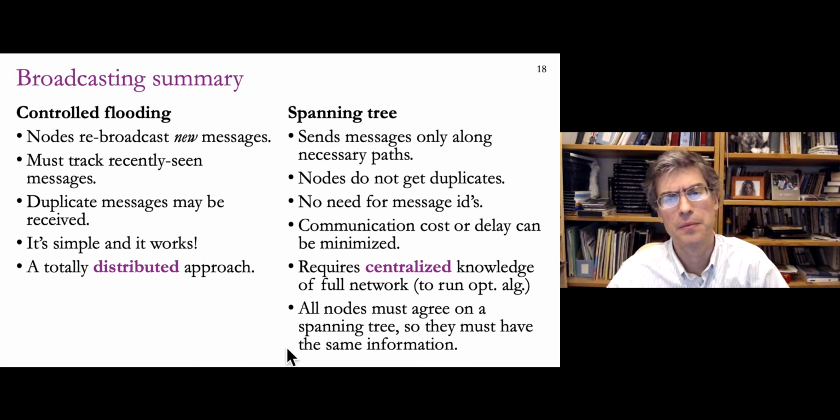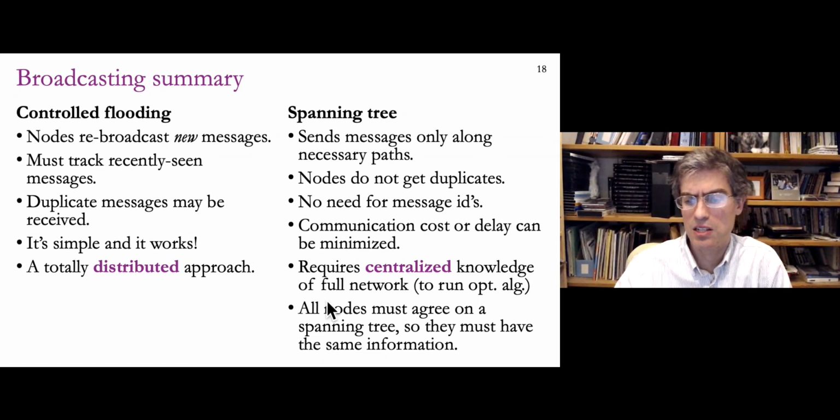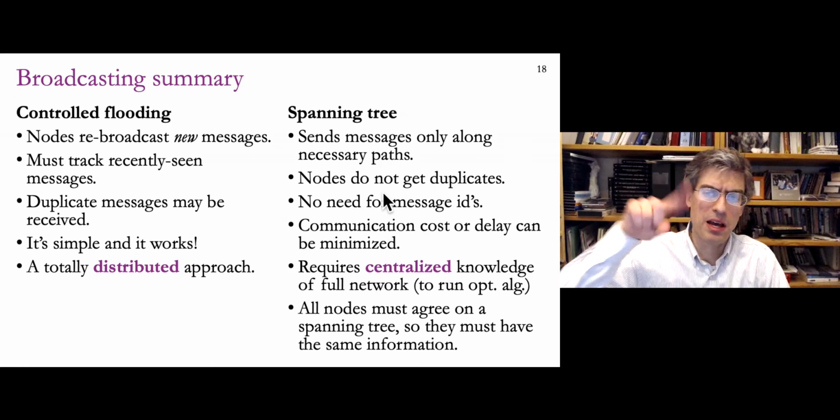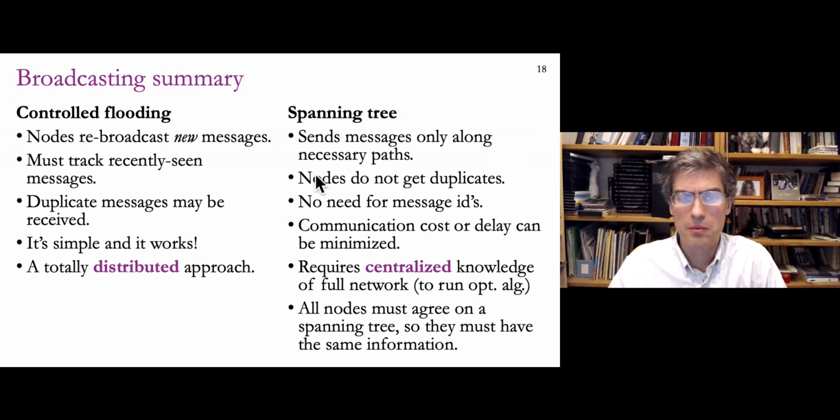The alternative approach of a spanning tree is more complex. It requires centralized knowledge of the full network, but it's more efficient. You have a choice to optimize two different parameters, whether it's delay or cumulative cost. You don't need message IDs because there are not going to be duplications. We won't have any loops in the path. And we still retransmit messages that are received, but we can carefully choose only the necessary paths to retransmit a message rather than just sending them to everyone.